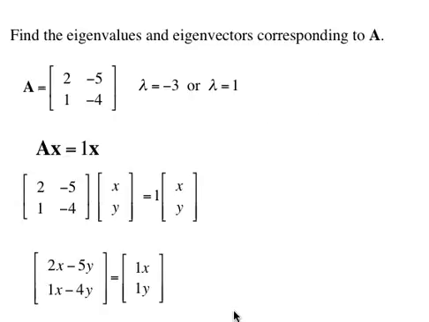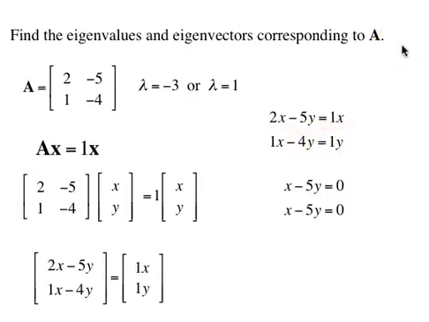Think about this as a system of equations. Subtracting x from both sides, it'll give me x minus 5y is 0. Subtracting 1y from both sides, I get, again, x minus 5y is 0. It's obvious here that these two are the same, and they will always have to be. And a non-trivial solution to this would be x is 5, y is 1. That corresponds to our eigenvalue, lambda equals 1.